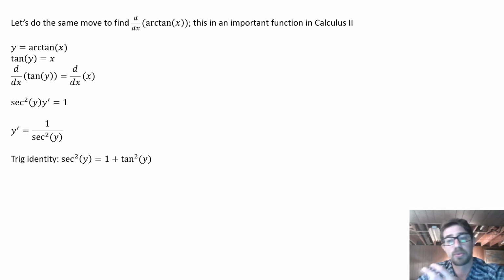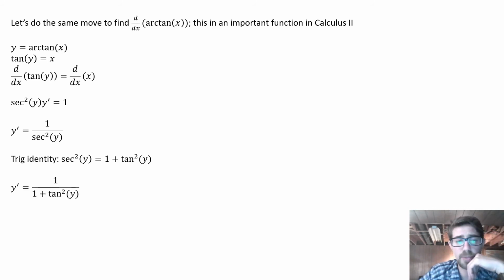So one of the 3 so-called Pythagorean identities from trig class was this one. Secant squared of y equals 1 plus tangent squared of y. You have seen that. I know you've seen it. It's hard to remember. You may not have remembered exactly what it was, but that's one of the kind of fundamental identities. So we can just take that secant squared in the denominator and replace it with 1 plus tangent squared of y. And you'll see why I'm doing that in a second.